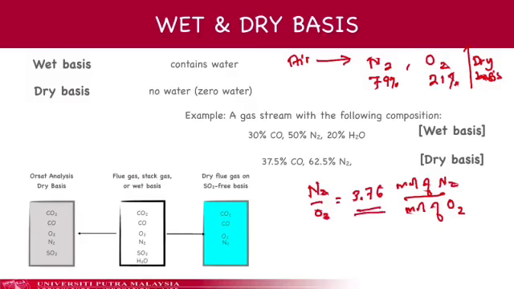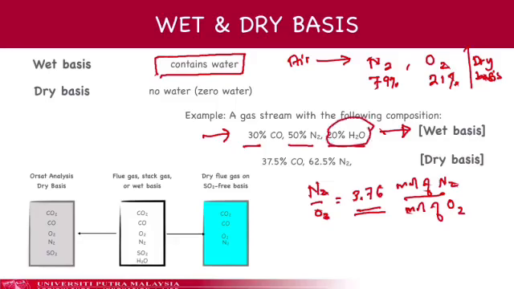So let's go back to our wet basis here. What does a wet basis mean? Wet basis means that the mole fractions that are reported include the mole fraction of water, right? As shown in this example here, you have 30% CO, 50% N2, 20% H2O. So this is reported as a wet basis because it includes the mole fraction of water. If we exclude the mole fraction of water, then the calculation will be slightly changed.